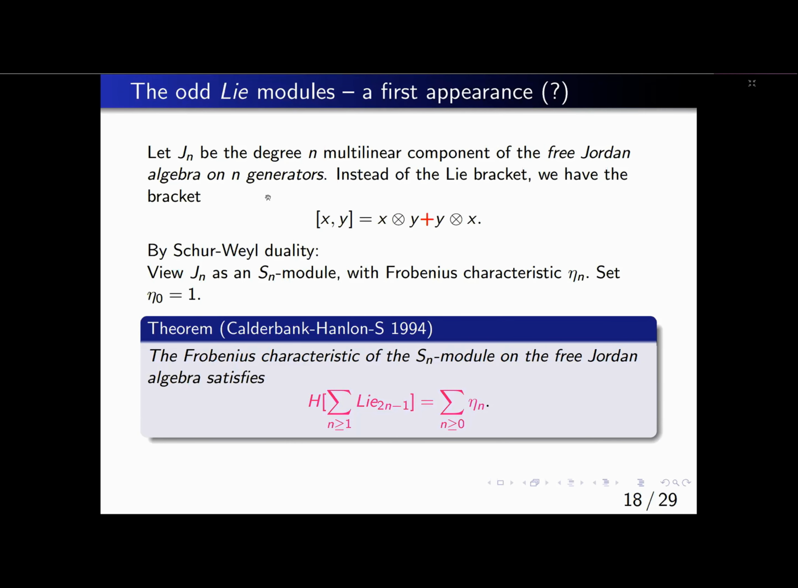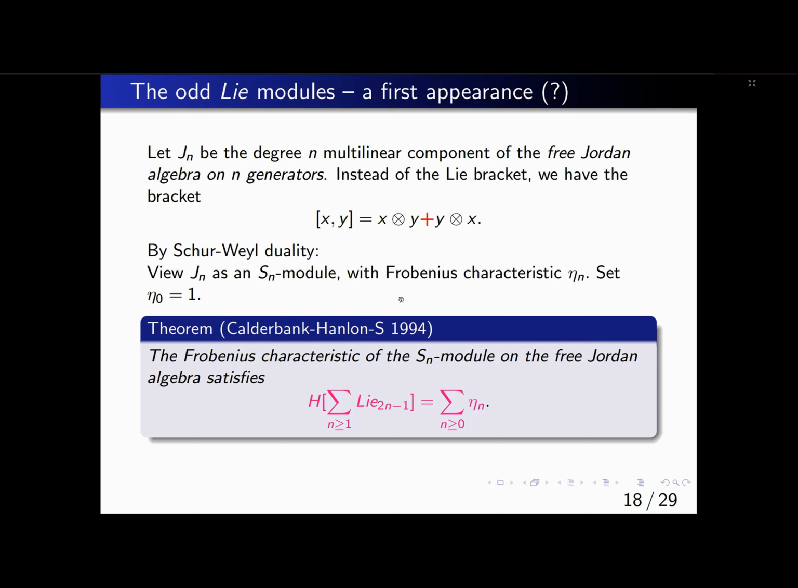Dave Robbins studied it in his thesis, the famous Robbins from the Mills-Robbins-Rumsey theorem, plane partitions. So instead of the Lie bracket, which has a minus sign here, you make it a plus. So it's a different bracket. And by Schur-Weil duality, you can look at the multilinear component with n generators as an SN module. And you can compute its representation.